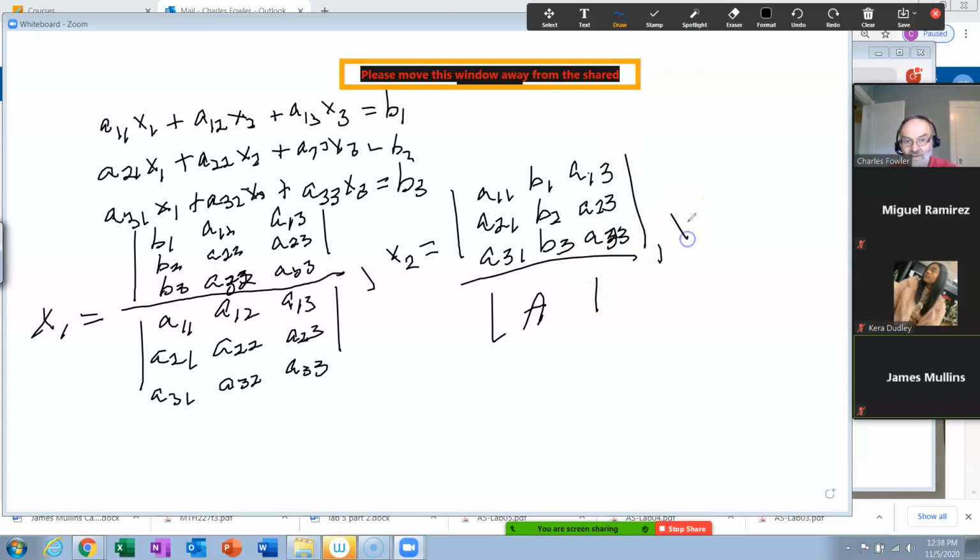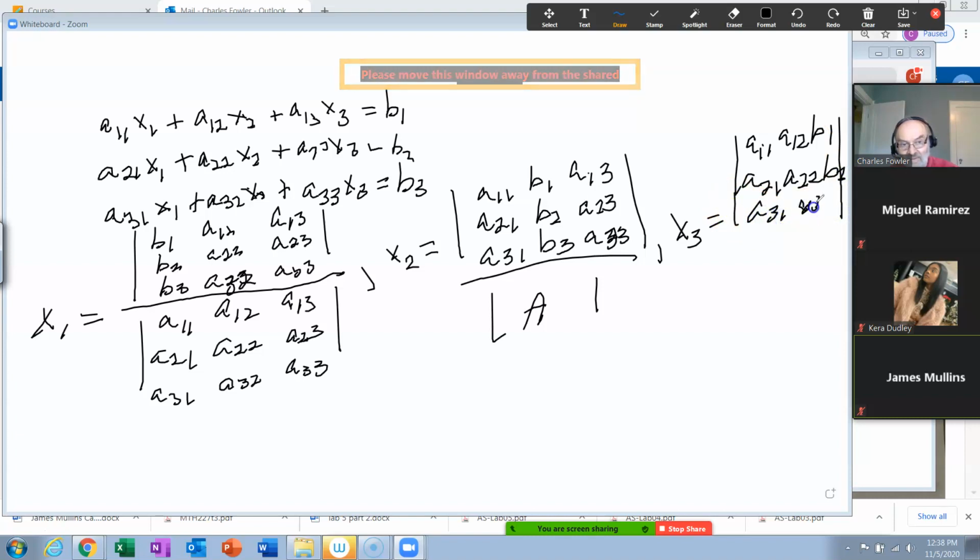The X sub 3, same denominator, your numerator is going to be A11, A12, B1, A21, yuck, A22, B2, and A31, A32, B3. Okay, that's hard to read, but that's what it is. Over that determinant of A. Alright, that's the top of page 137.